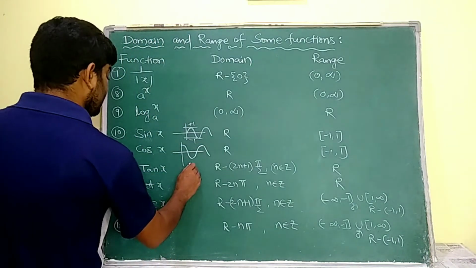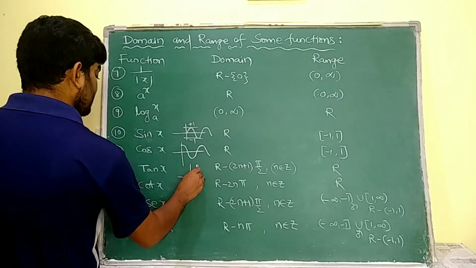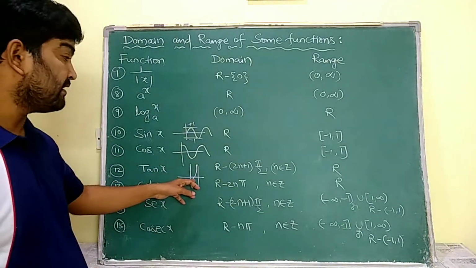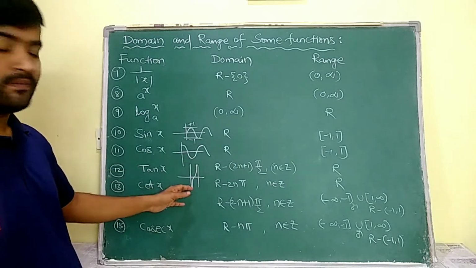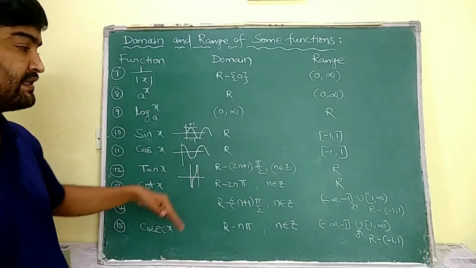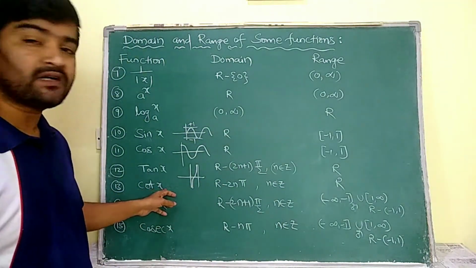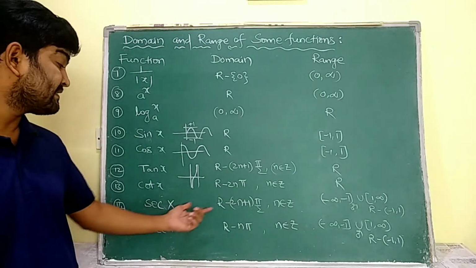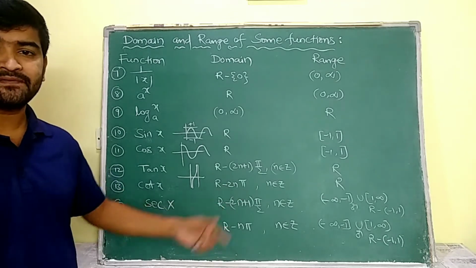Why? Because real numbers know its values. This graph of tan x is like this. That means its range is infinite, positive infinite to negative infinite. That is expressed as real numbers. Cot also similarly, but for cot I have to remove all the even multiples of 180. For secant x, we have to remove odd multiples of 90.